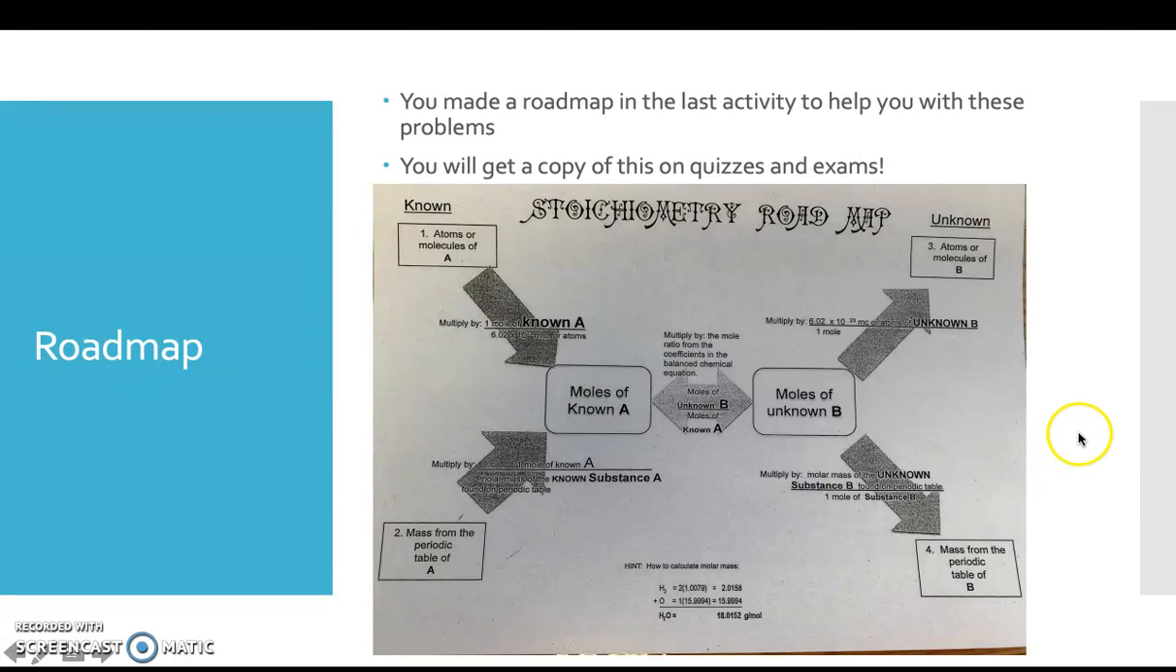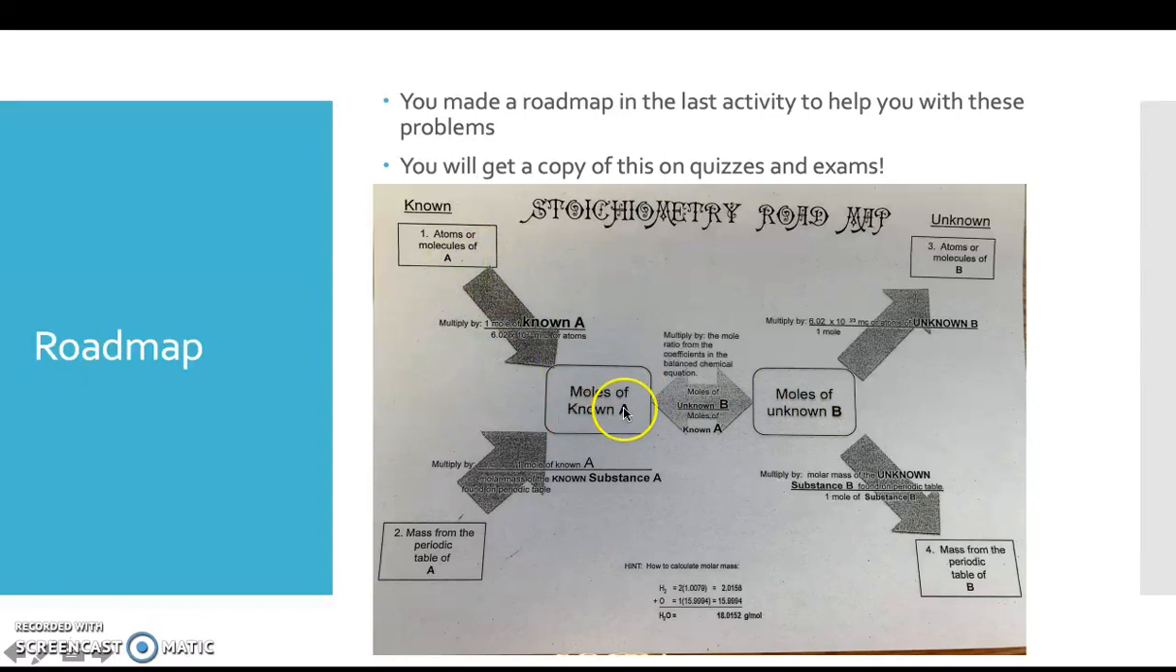Okay, now in the last activity, you ended up making a road map like this, looking at what your starting numbers are, your A, and how you get to your B. So this roadmap, how we'd use it is we'd identify: am I starting in atoms or molecules, moles, or mass of my A, of my starting thing? Depending on where you start, that's going to tell you what steps to take. You follow the arrows.